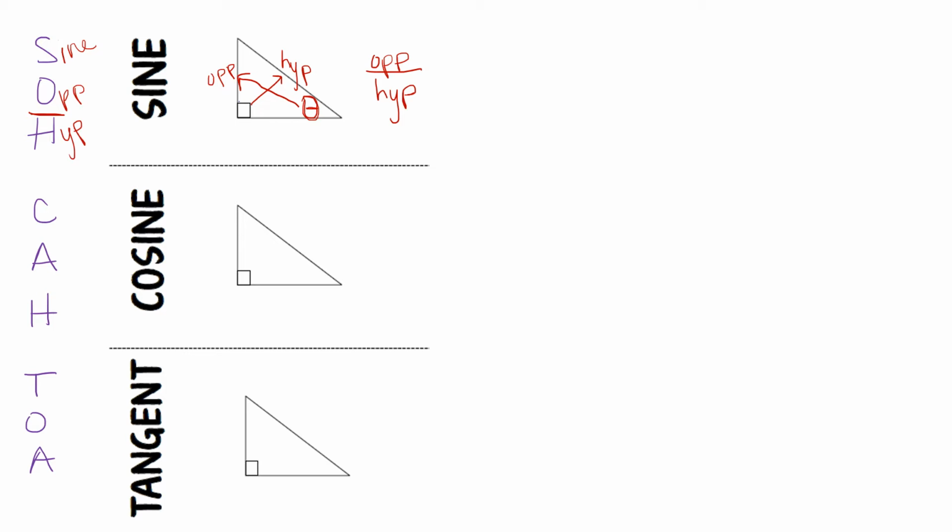So then as I move to cosine, again, the C stands for cosine. The A is going to stand for adjacent, and the H is going to stand for hypotenuse. So again, we have A over H.